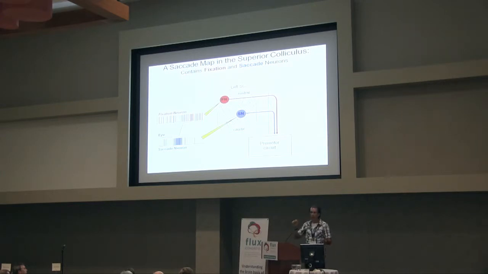And these two kinds of signals, fixation and saccade, aren't unique to the superior colliculus. They're in the reticular formation, they're in the superior colliculus, they're in the basal ganglia, they're in the frontal cortex, probably even all the way up to the parietal cortex. Just so happens in the superior colliculus, these are very clean signals.